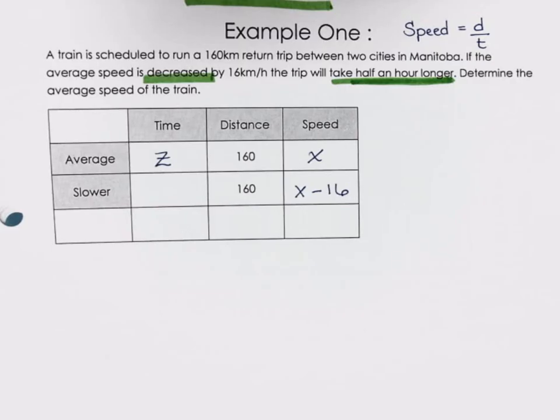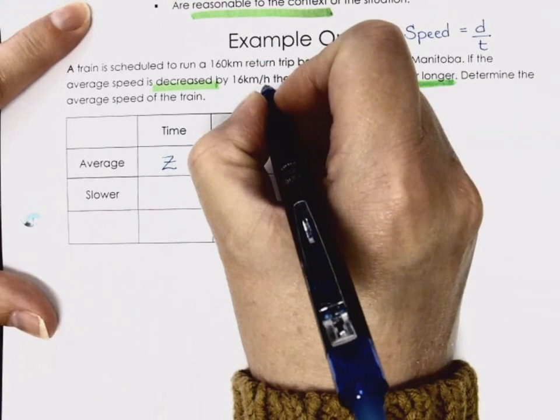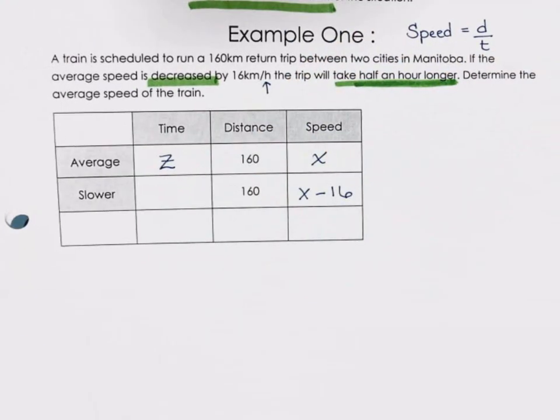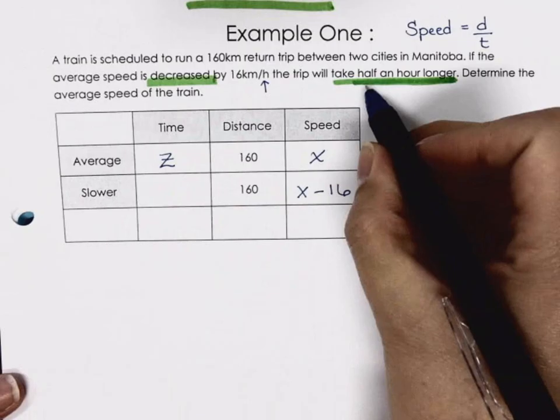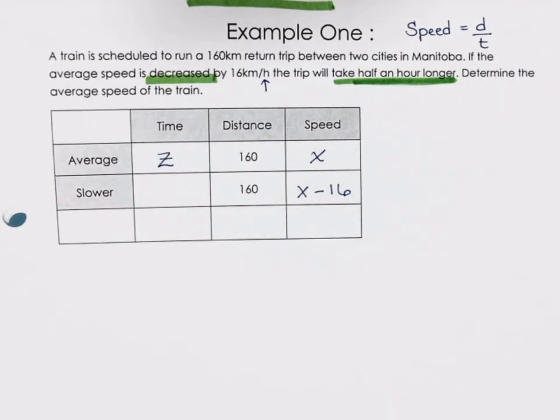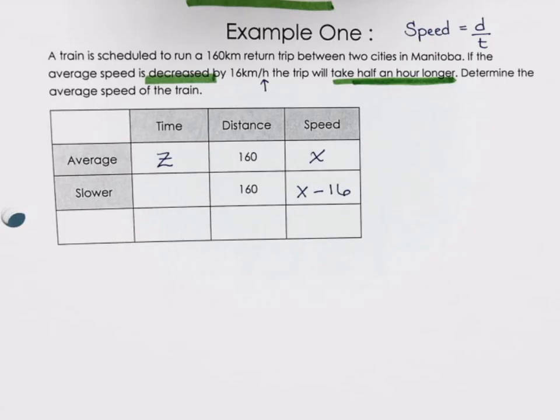And the trip is going to take half an hour longer. Now, I'm going to ask you again, what is speed measured in? Kilometers per hour. And what is this talking about? Half an hour longer. So I'm talking in hours, not minutes. Hint, hint, nudge, nudge, trick question coming up. I might say it's going to take 30 minutes longer, and you have to convert it to hours, which would be 0.5 hours. So my time was Z, so what's my slower time? Z plus 0.5.